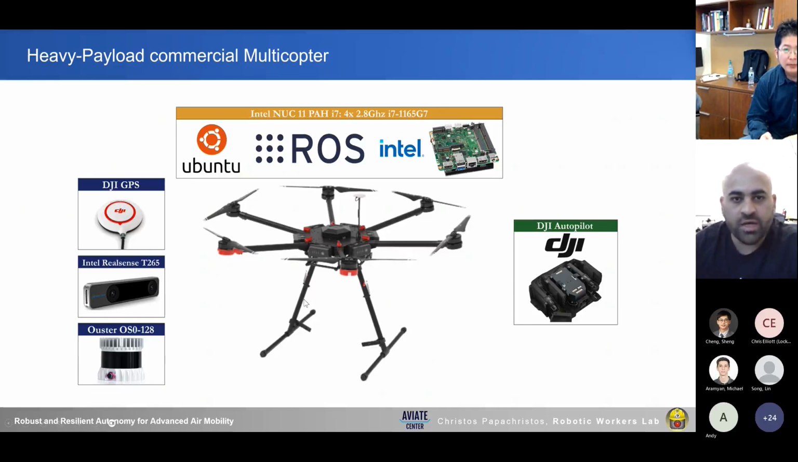Over here, we have a much more powerful compute unit, which is the Intel NUC 9, and it's 4 cores and an i7 processor. And we have a DJI autopilot over here, which we are interfacing with ROS.